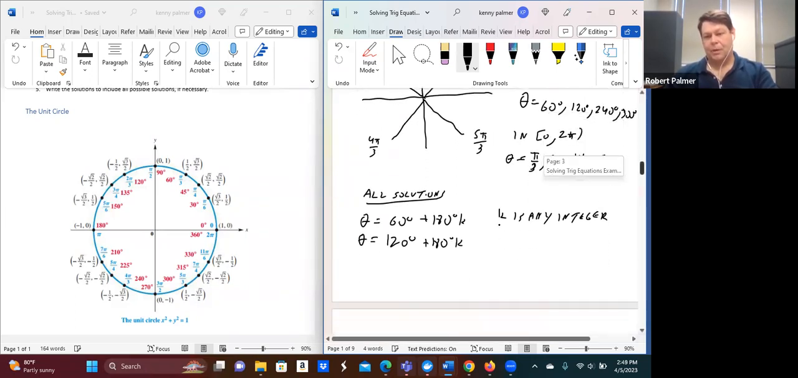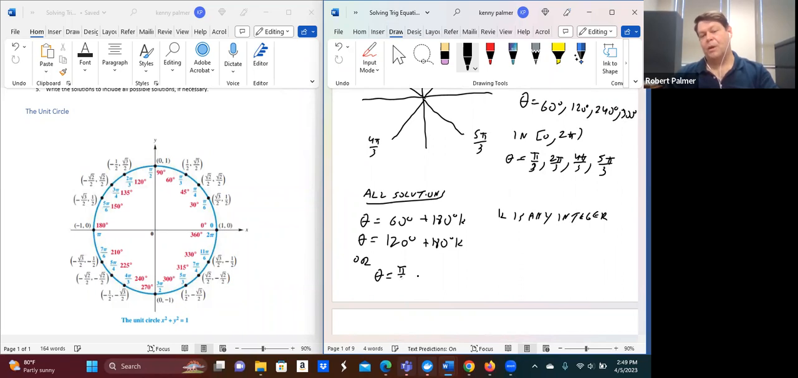Okay. Then I can say, or if you want to do it in radians, we have theta is equal to pi over 3 plus pi k, and theta is equal to, oh sorry, not 4 pi over 3, 2 pi over 3 rather, plus pi times k.